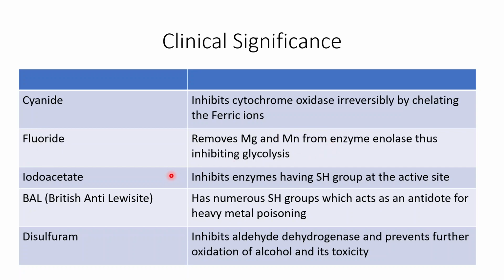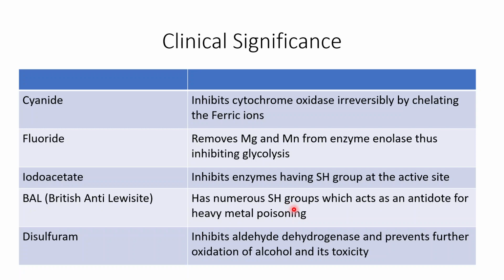Then we have iodoacetate, which inhibits enzymes having an SH group at the active site. Similarly, we have British anti-lewisite, BAL, which is an antidote for heavy metal poisoning. Why? Because BAL has numerous SH groups, and heavy metals target SH groups. So the toxic effect of heavy metals does not take place on the enzymes of the body. All the heavy metal comes and attaches to British anti-lewisite, which acts as an antidote, and not to the SH groups of enzymes of the body.